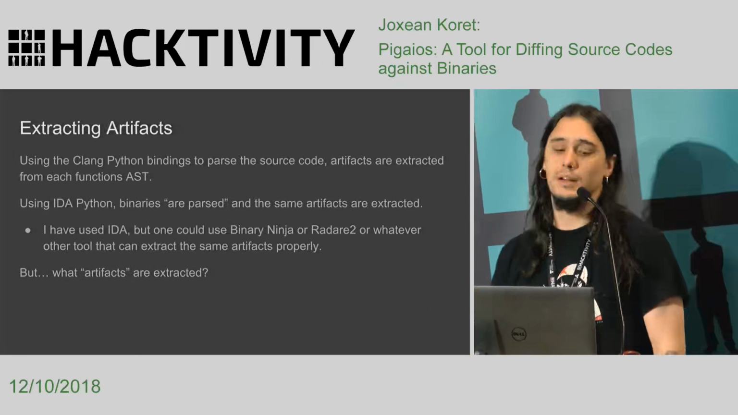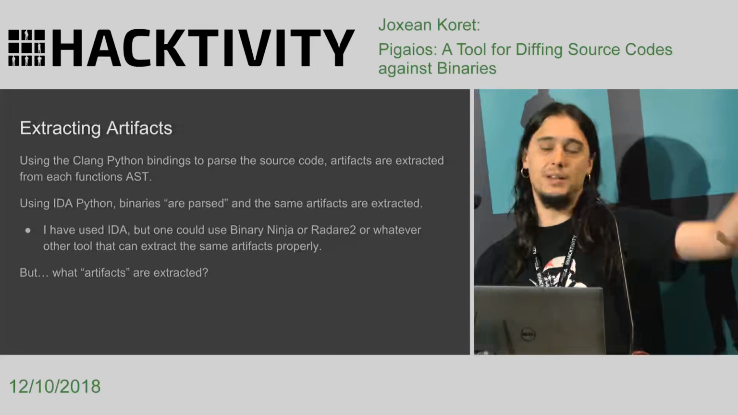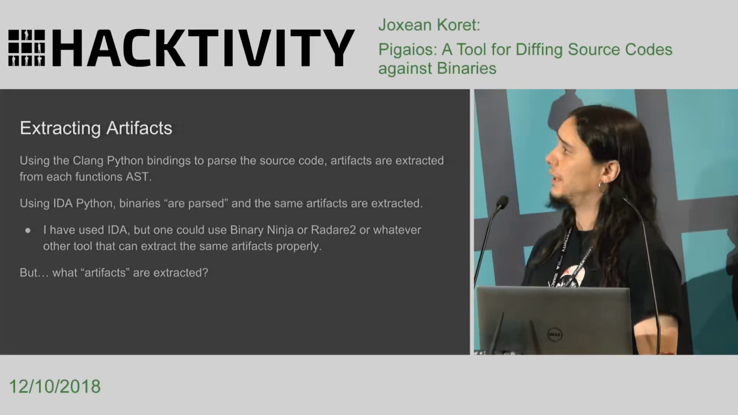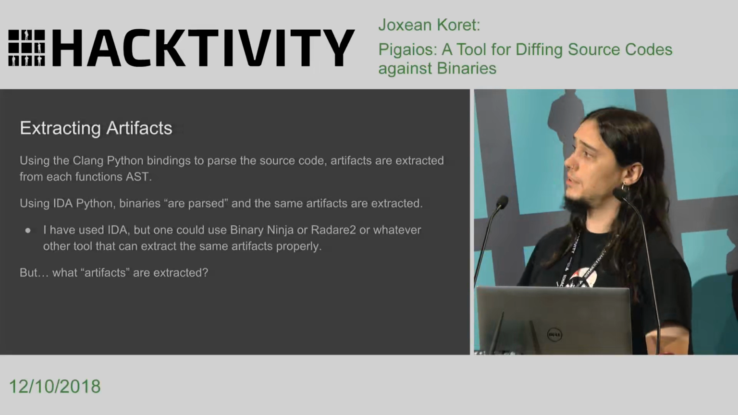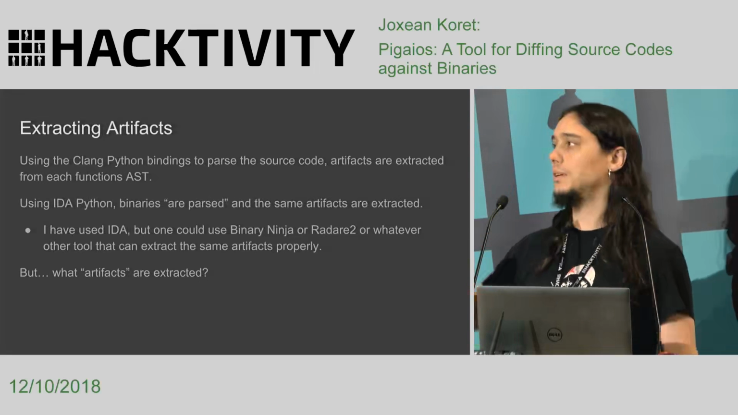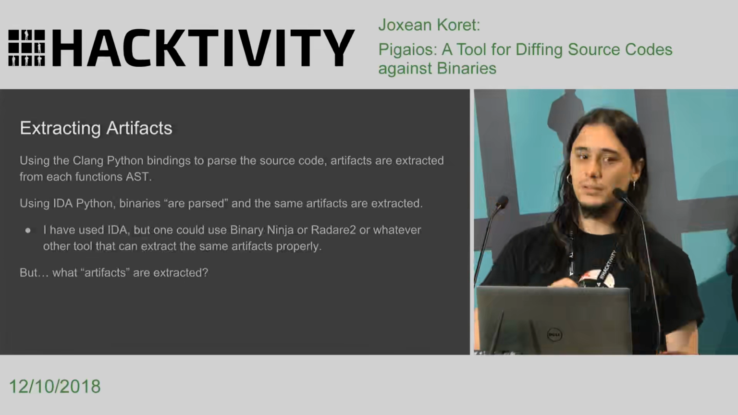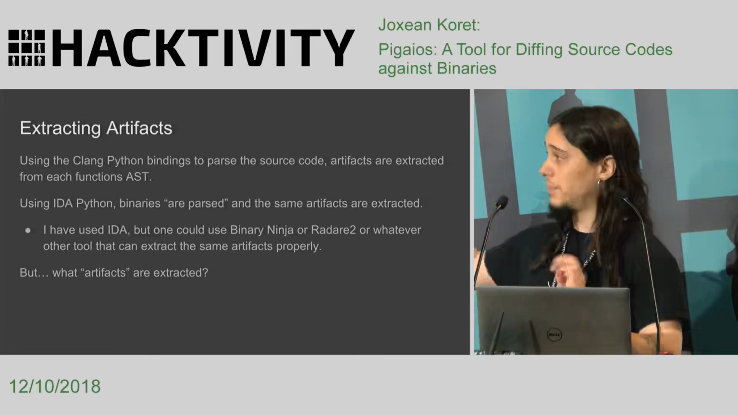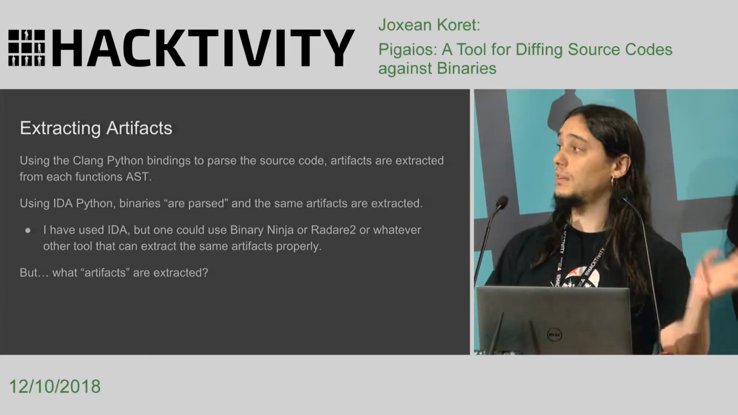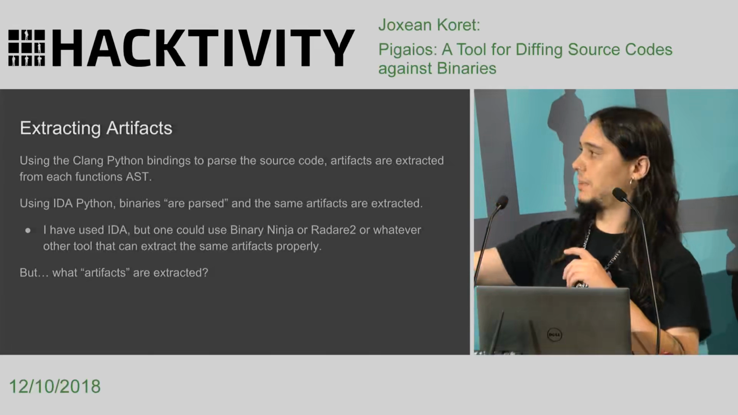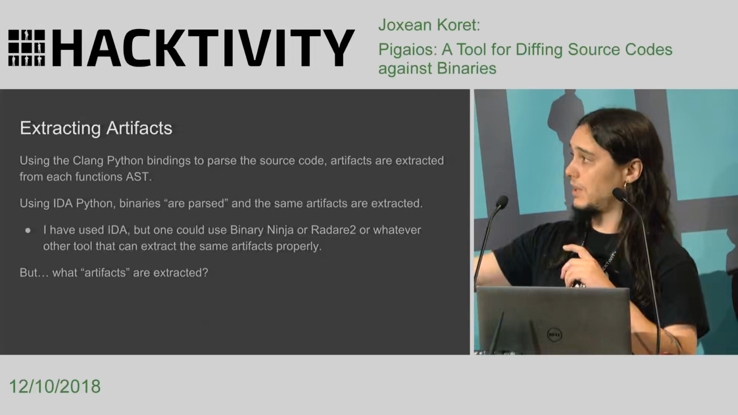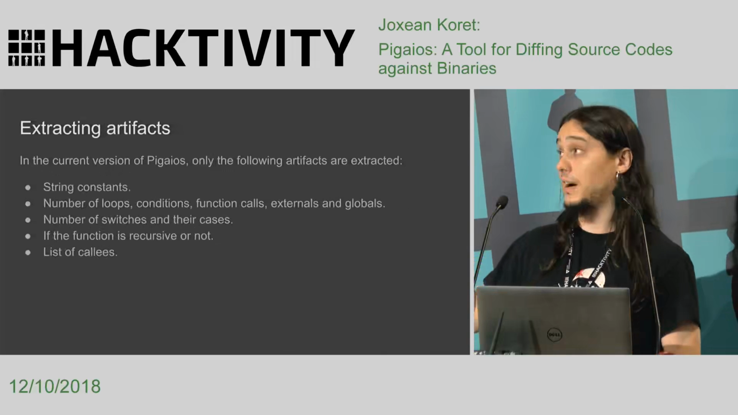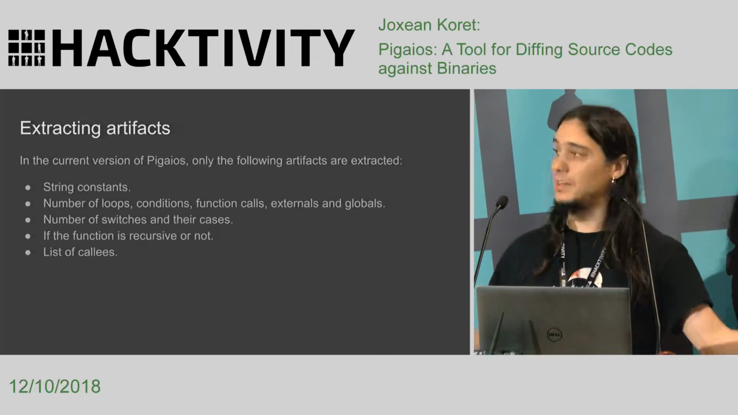So, extracting artifacts. As I said, I'm using the Clang Python bindings to parse the source code. We get the AST for each function, and then we extract things. Also, using IDA-Python, we extract the same artifacts from the binaries. But what artifacts do I use? Oh, just one thing. I'm using IDA, but one can use Binary Ninja or Radare or whatever else, as far as you can get these artifacts.